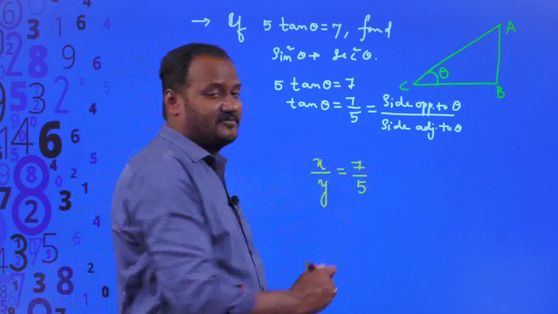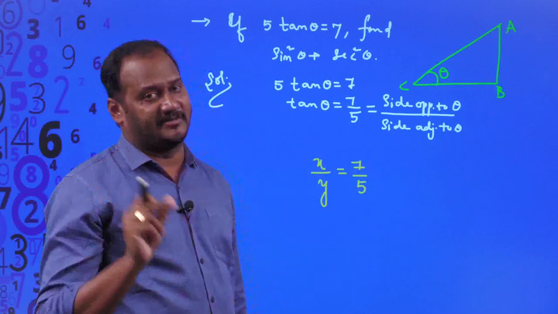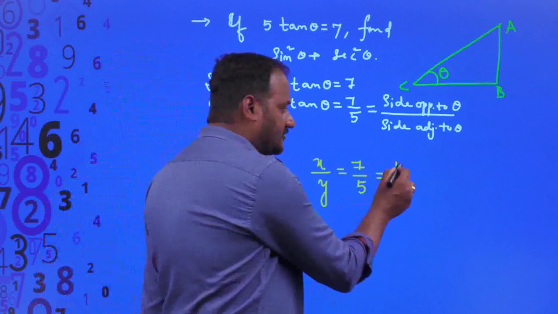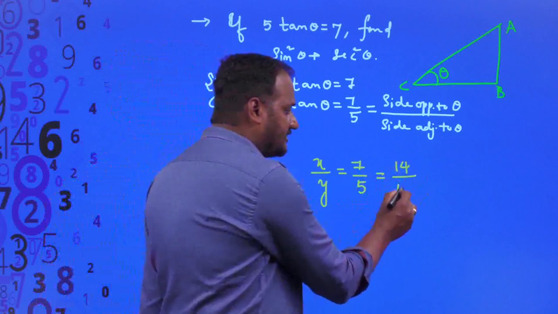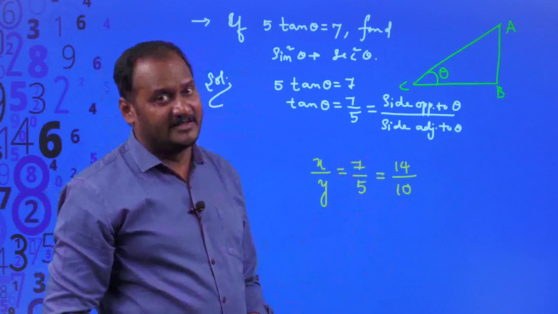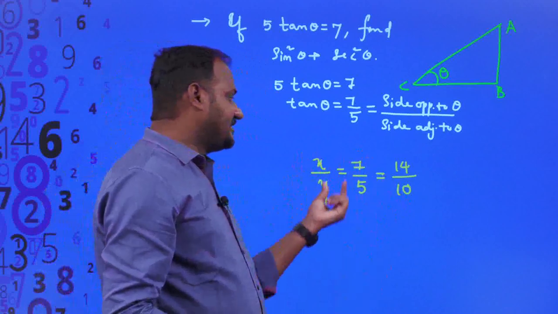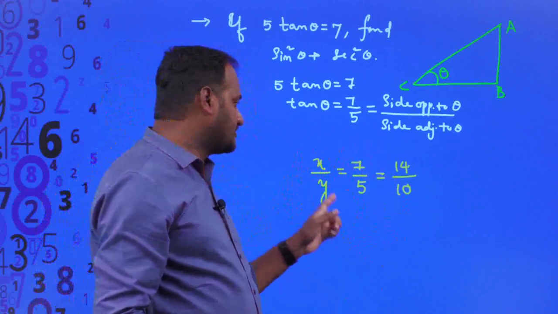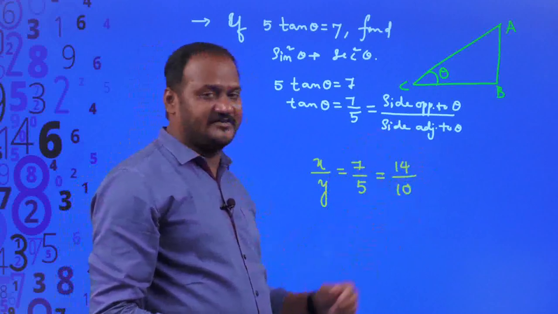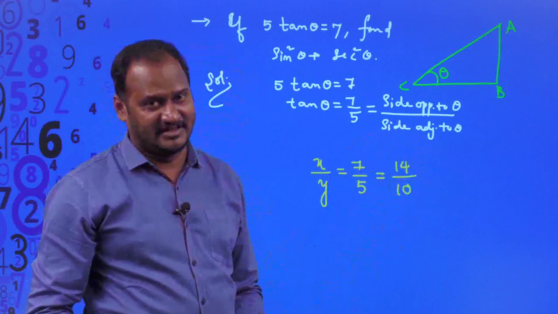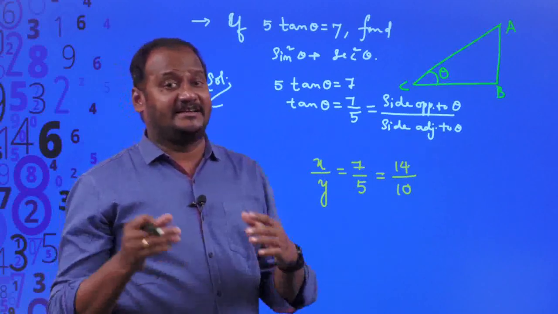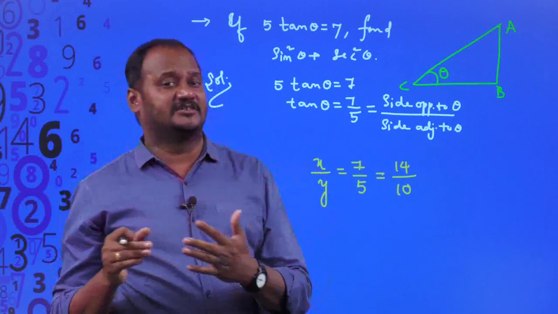For example, if you multiply both 7 and 5 with one non-zero number, for example by 2, then you will get 7 into 2 is equal to 14 and 5 into 2 is equal to 10. So 14 by 10 is an equivalent ratio to 7 divided by 5. Suppose you say that x divided by y is equal to 7 divided by 5, then x is equal to 7 and y is equal to 5, can we equate these two? Can we say that 7 is equal to 14 and 5 is equal to 10? Absolutely not. So that is why when two ratios are equal, you cannot say that antecedent and antecedent are equal and consequent and consequent are equal.